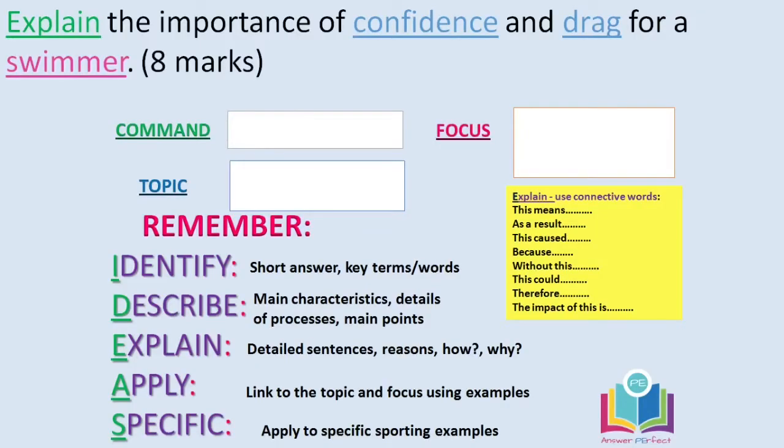Okay, so today I'm going to take you through this 8-mark A-level PE question. It's a synoptic question, so it's got 2 topic areas. So it's: explain the importance of confidence and drag for a swimmer. Now I will take you through these boxes, how we break down the question and how we structure our perfect answer using that ideas framework you'll see at the bottom. But I will go through this when we look at how to structure that answer.